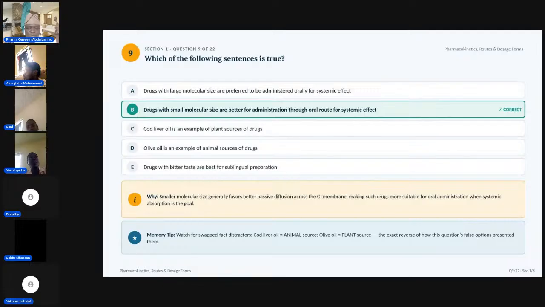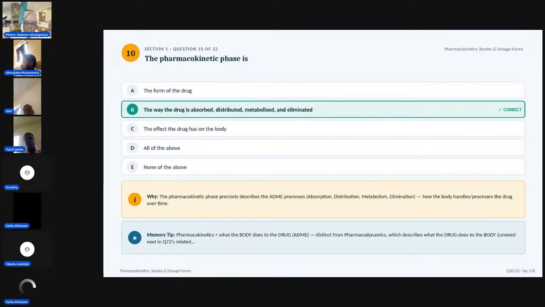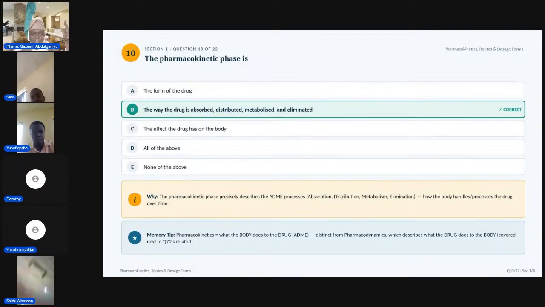And then the next question, pharmacokinetic phase. If you have not forgotten, pharmacokinetic is what the body does to the drug. What the body does to the drug. So the body absorbs the drug, right? Distributes the drug, metabolizes it, and excretes the drug. So that's ADME. And that's pharmacokinetics.